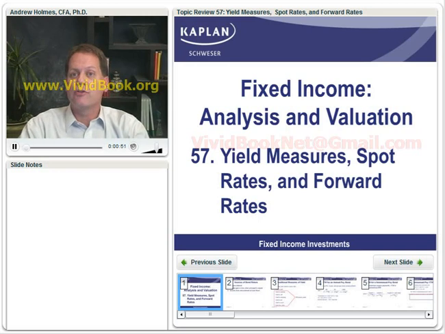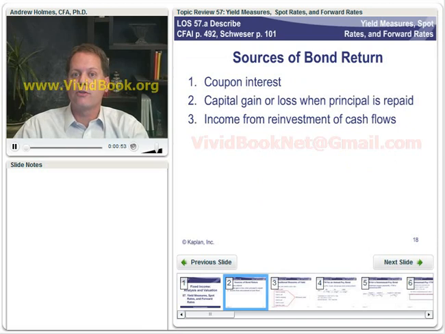All right, so sources of bond return. Three sources here in terms of bond return. We are, of course, going to get interest on the bond. If we bought the bond at anything other than par value, then we're going to either have a capital gain or capital loss when it repays. So remember, it doesn't matter what you buy the bond for, you're always going to get the $1,000 back. You can buy it for $1,100, you're going to get $1,000 back. You can buy it for $800, you're going to get $1,000 back. So there is the capital gain or loss, depending on whether we bought it at a premium or discount.